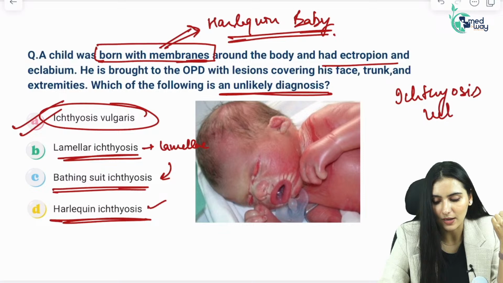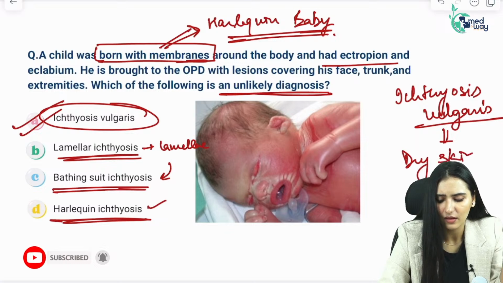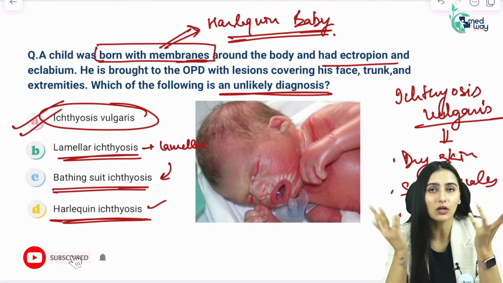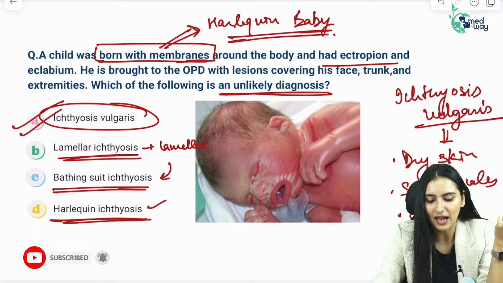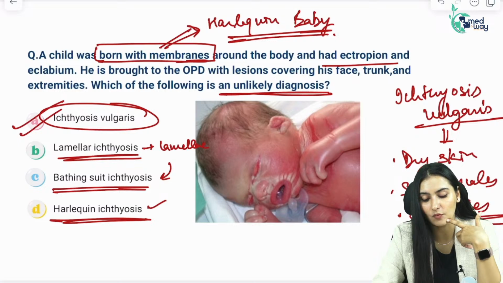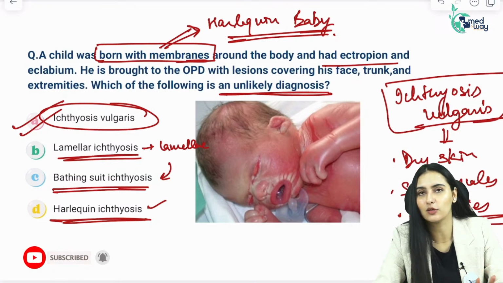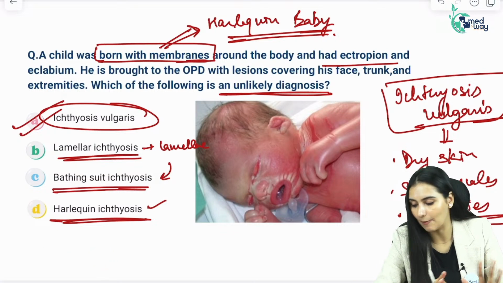In ichthyosis vulgaris, the patient will basically have dry skin, you know, small scales, and it is not that severe. The child is not covered in a membrane. The child is usually born normal. On the extremities they have all the dryness. Okay, extremities are involved. That is ichthyosis vulgaris. So this is not ichthyosis vulgaris. This is a severe form of ichthyosis, which is harlequin ichthyosis or lamellar ichthyosis.